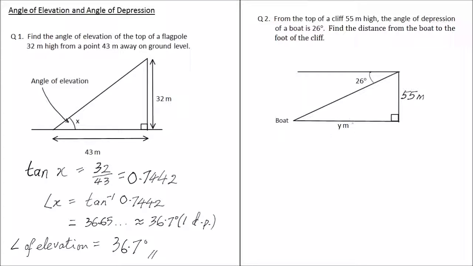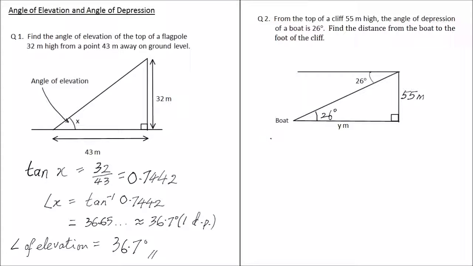And we are required to find this distance from the boat to the bottom of the cliff, which is represented by the letter Y. Since this angle is 26 degrees, this angle here is also 26 degrees, because they are alternate angles between these two parallel lines. And this being the opposite side and this is the adjacent side, we will again use tangent.